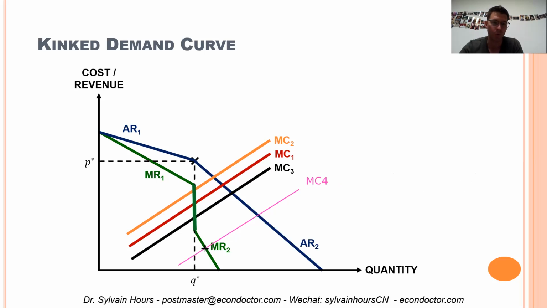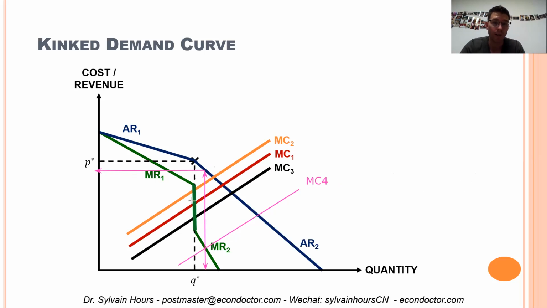MC is equal to MR would now be right here. And as a result, you would also have a change in the equilibrium price. The equilibrium price would be right there. So you would no longer have price stickiness.